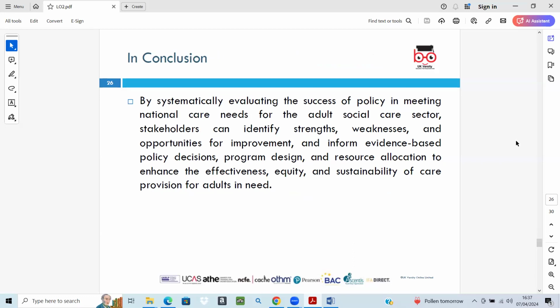Then what we have next is the conclusion. By systematically evaluating the success of policy in meeting national care needs for the adult social care sector, stakeholders can identify strengths, weaknesses, and opportunities for improvement and inform evidence-based policy decisions. This is what we discussed earlier.